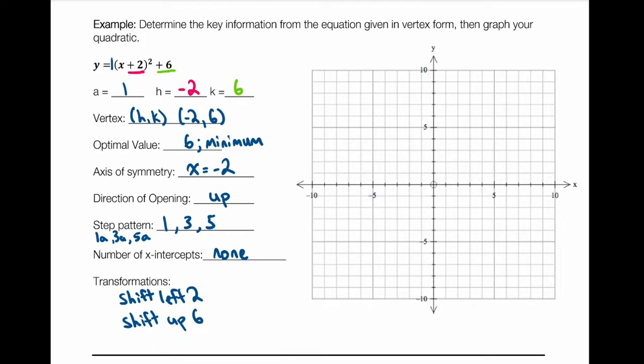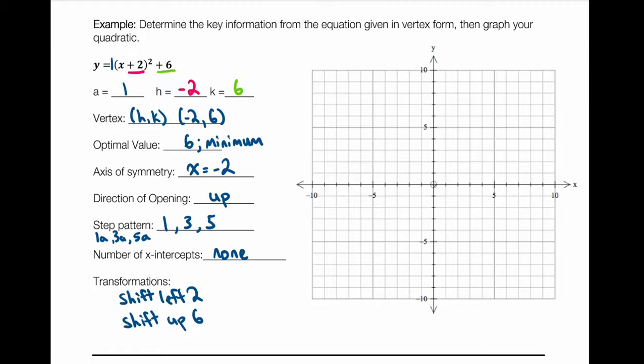Now, if we want to graph it, there are 2 ways to do this. There's a way based on the transformations, and then there's a way just using the vertex and the step pattern. I'm going to show you both ways first just to show the relation, but I think the easiest way is to always use the vertex and the step pattern.